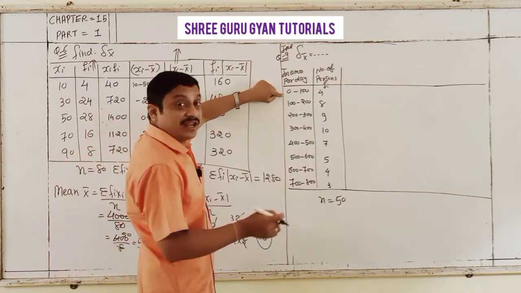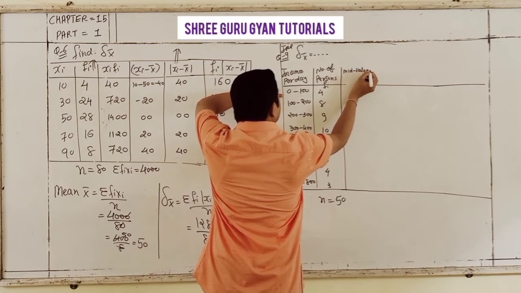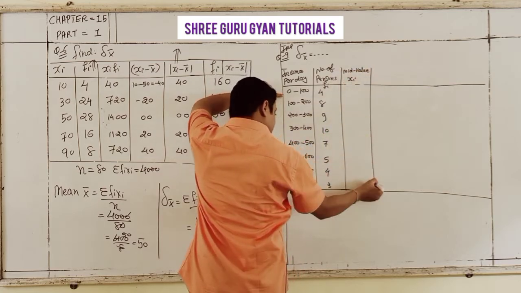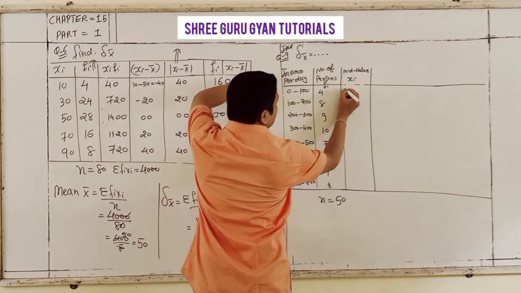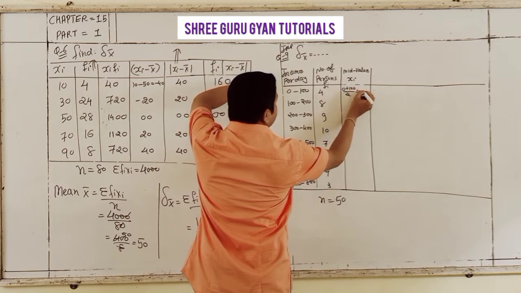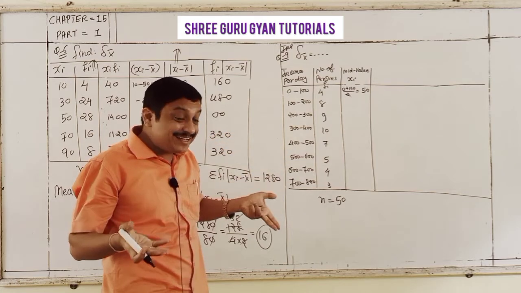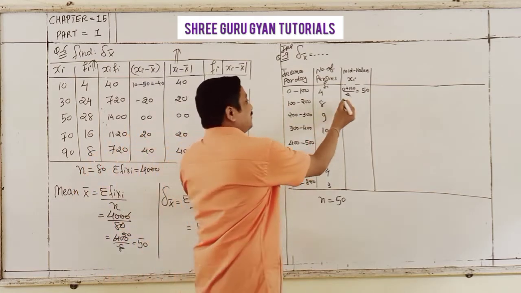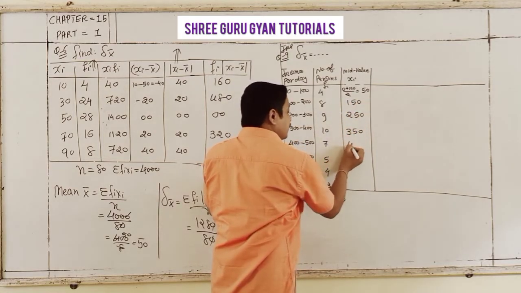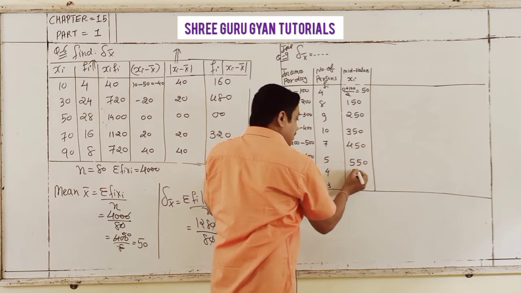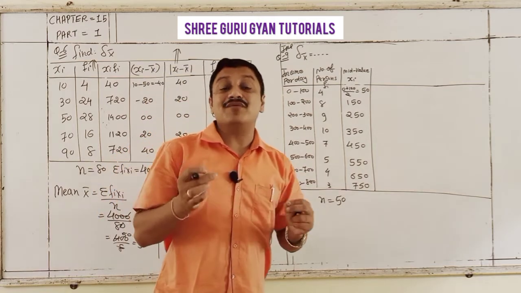So here first we define our central value, the mid value, which is xi. This mid value is defined as 0 plus 100 by 2, which is 50. Now how much is the increment for every data? It is 100. So 100 is added here: 150, 250, 350, 450, 550, 650, and 750.